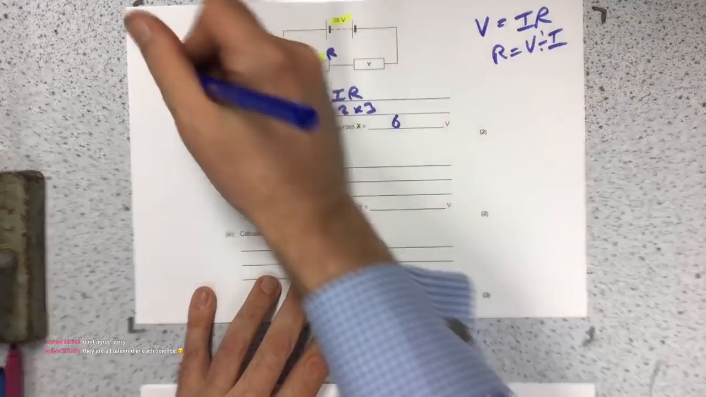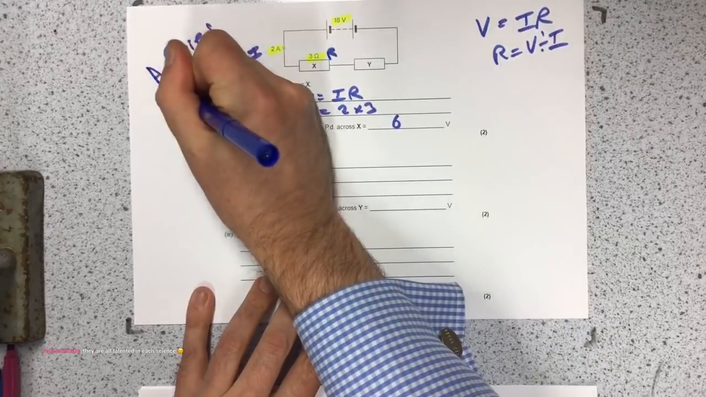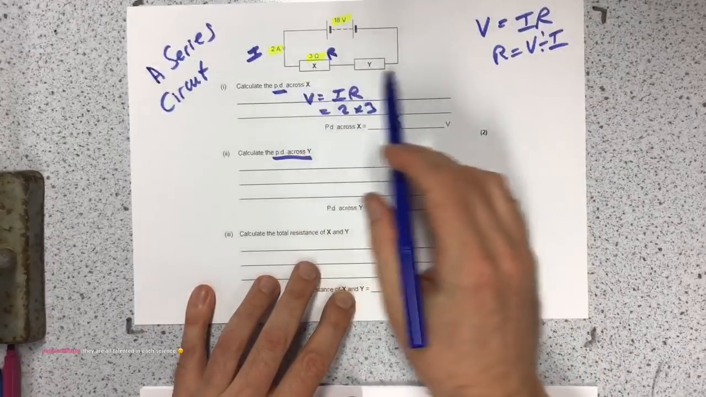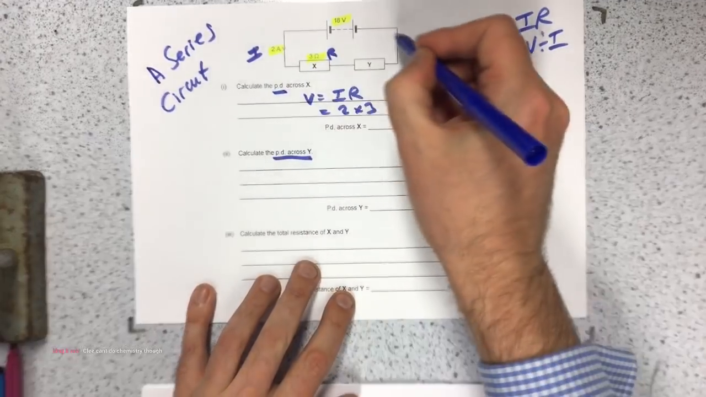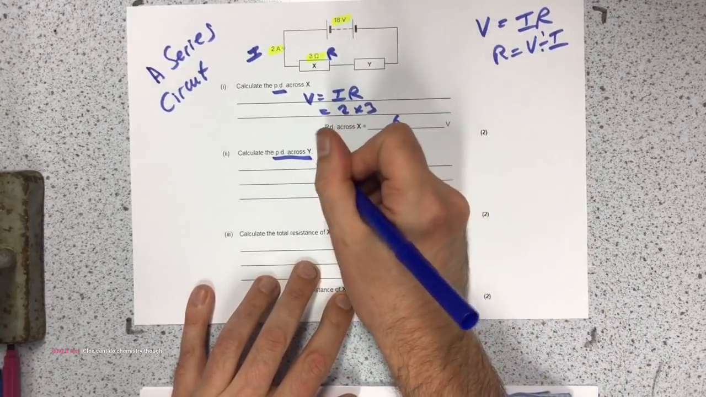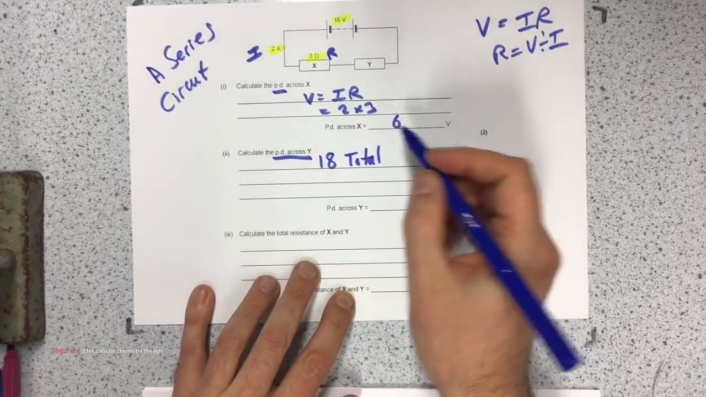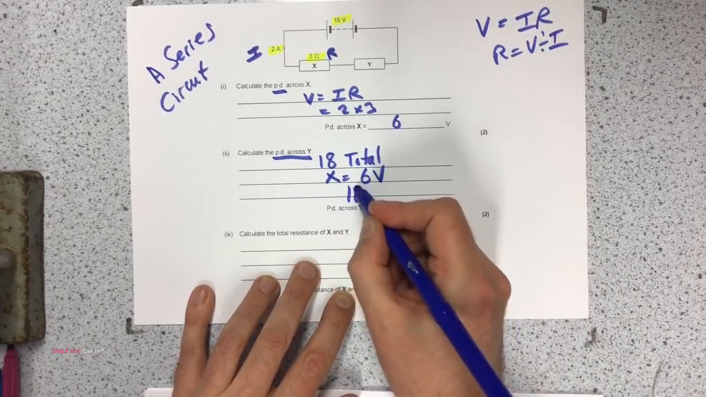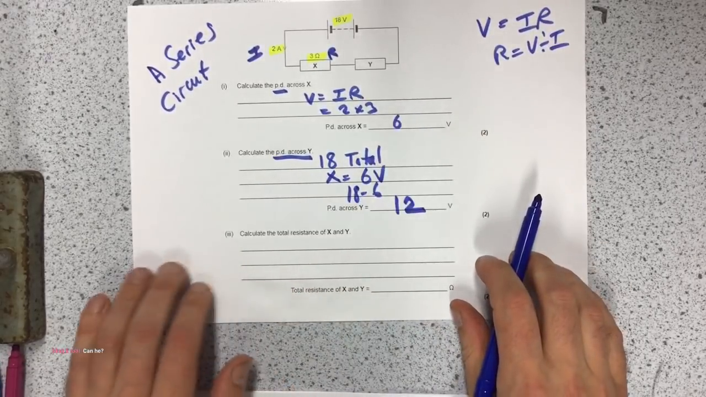All right, it's a series circuit. So in a series circuit, the potential difference in these two resistors is added together to give you the 18. So we've got 18 total. We've just worked out that the potential difference across X is 6 volts. So 18 minus 6 gives us a potential difference across Y of 12 volts.